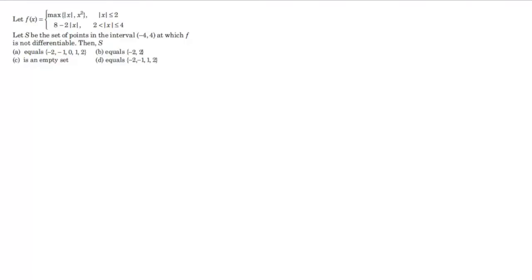Now here the question. We are given this function f(x) which is maximum of mod x and x square when mod x is less than or equal to 2, and it is 8 minus 2 mod x when mod x lies between 2 and 4. Now we need to find the set of points in the interval -4 to 4 at which f is not differentiable. Now we'll draw this graph, and we have to draw it between -4 to +4.